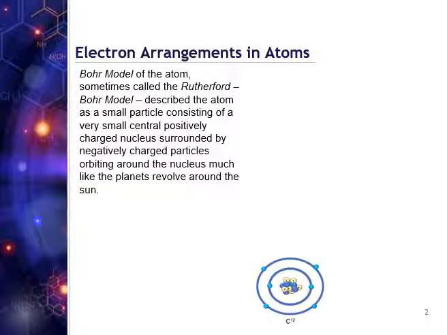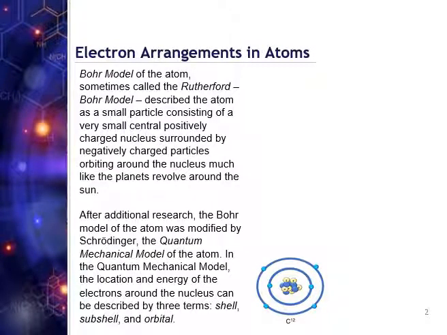This is a Bohr model of carbon-12, the most common isotope of carbon. After additional research, the Bohr model of the atom was modified by Schrödinger, the quantum mechanical model of the atom. In the quantum mechanical model, the location and energy of the electrons around the nucleus can be described by three terms: shell, subshell, and orbital.